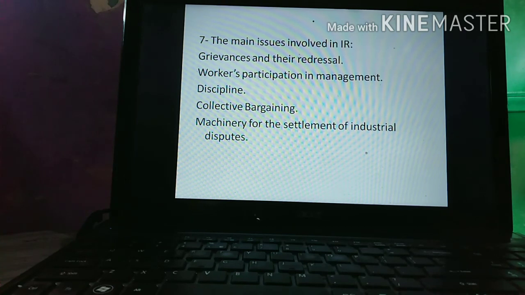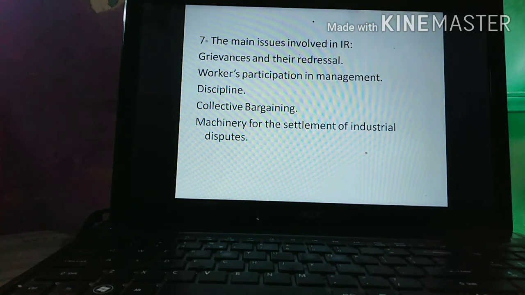Next is the machinery for the settlement of industrial disputes. Government has made three machineries: adjudication, arbitration and conciliation, for the settlement of industrial disputes. Whenever a dispute arises in the organization and is not resolved by both parties, it goes to these settlement machineries. The function of the dispute settlement machinery is to give the decision, and that decision binds both the parties, and by giving the decision it maintains a good relationship between the employer and employees.